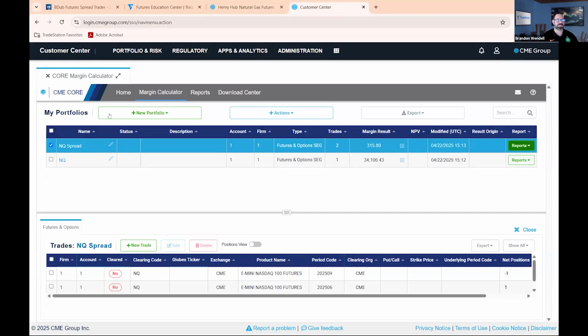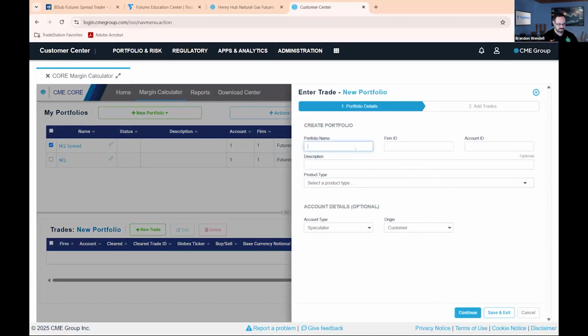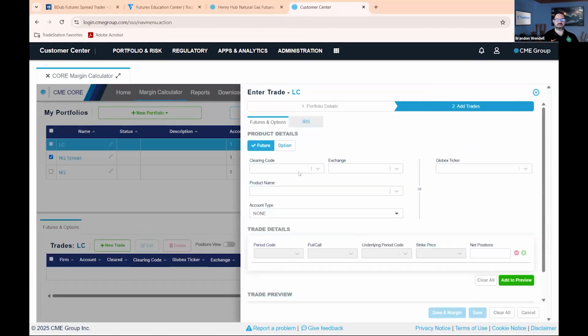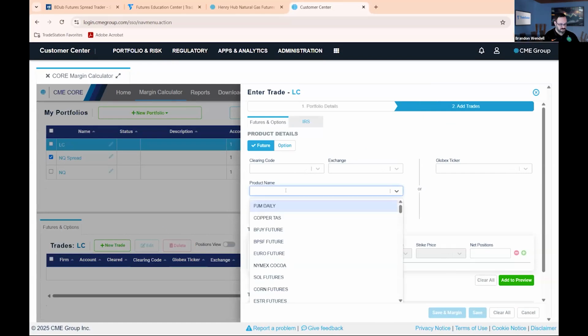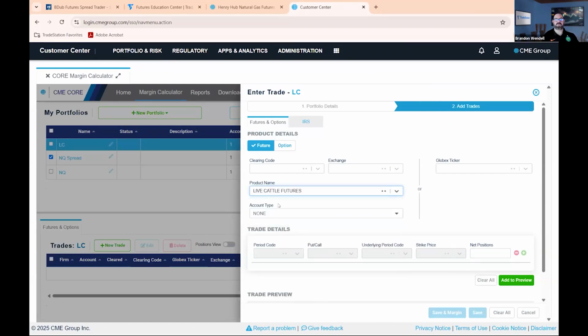Again, if I were to go out, let's say to another security, let's do live cattle. Okay, so I'll go ahead and do live cattle. You can name it whatever you want. That doesn't matter. And again, I go here to product name. We'll do live cattle. There we are, live cattle futures. Brings up the clearing code for me, or should. Oh, no, there we go, LC. And we'll just do June, long one contract, add to preview, save and margin.